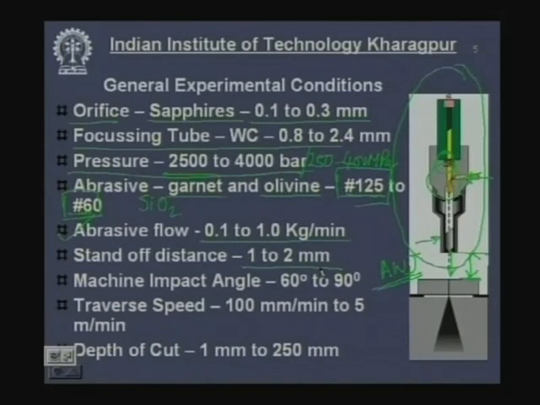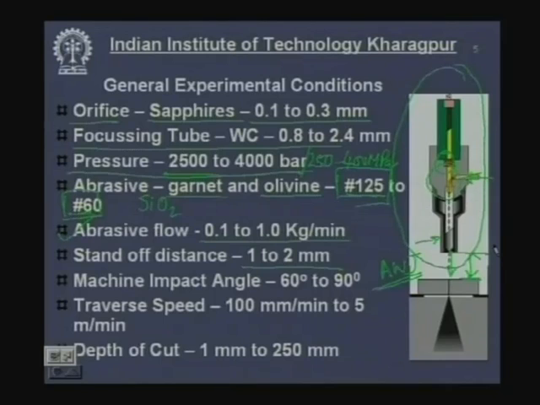You may ask me, can I not have a standoff distance of 25 millimeter? Yes, you may have, but when you have a standoff distance of 25 millimeter, you are going to waste the energy of the abrasive jet. The standoff distance should be such that there is no interference between the focusing tube and the material that you are processing, but it should not be unnecessarily large. Typically in the industry, a standoff distance of 1 to 2 millimeter is used.